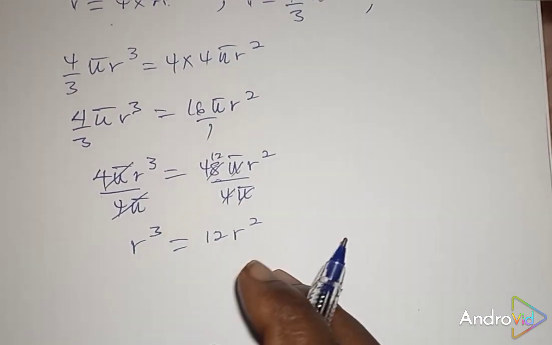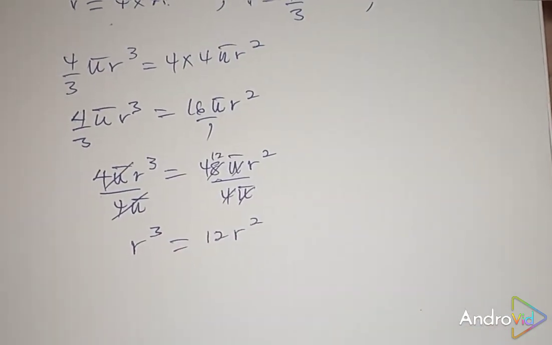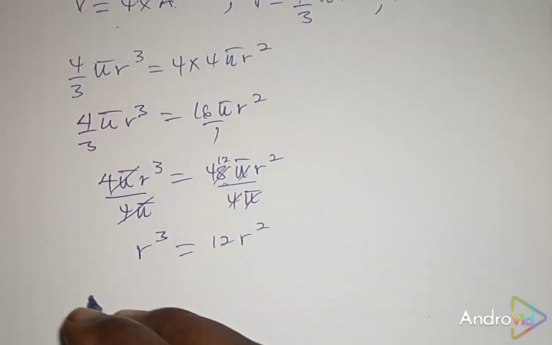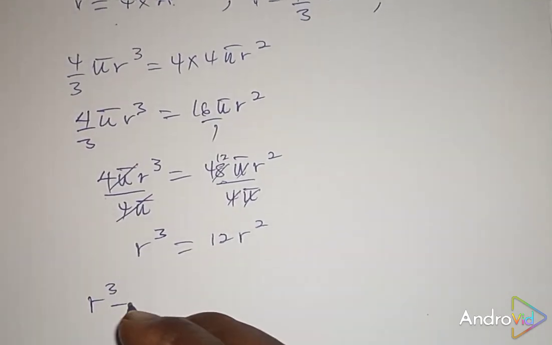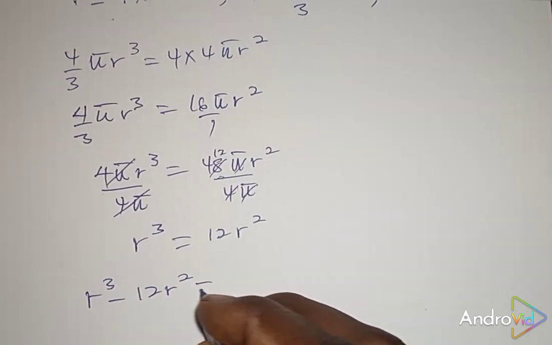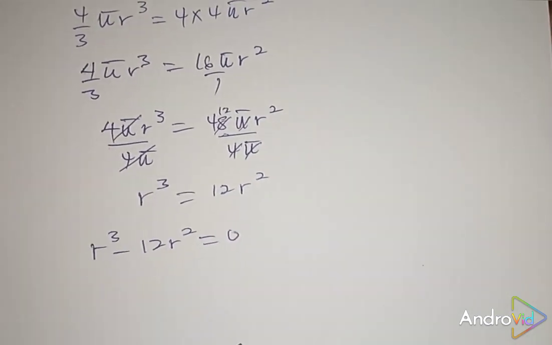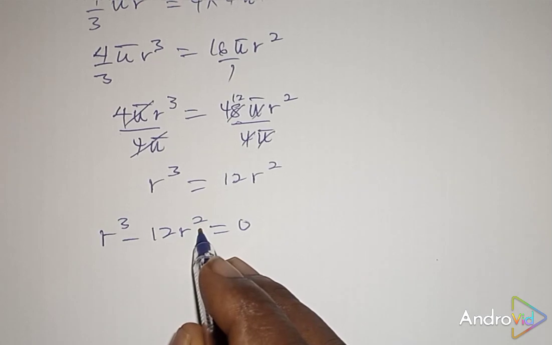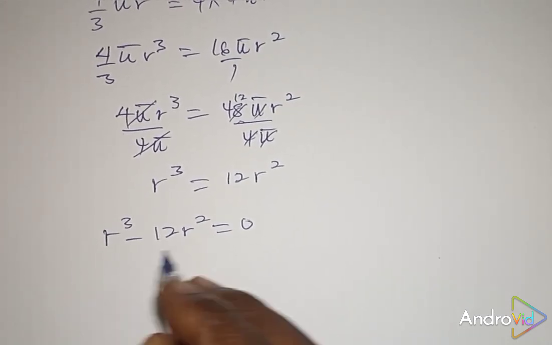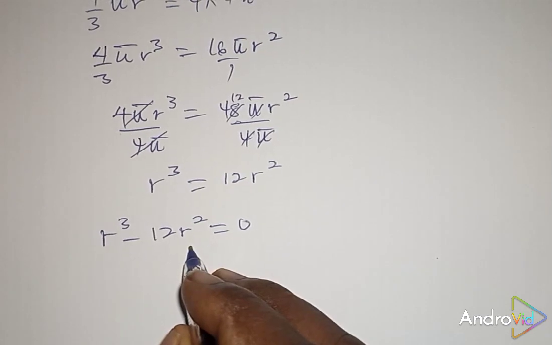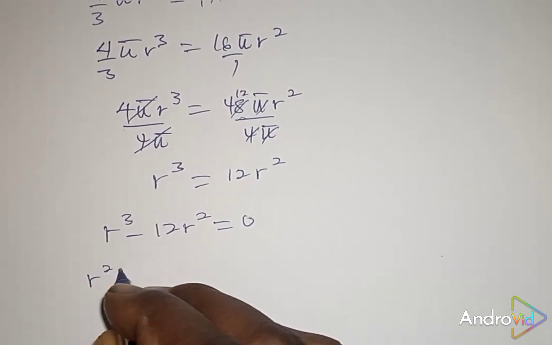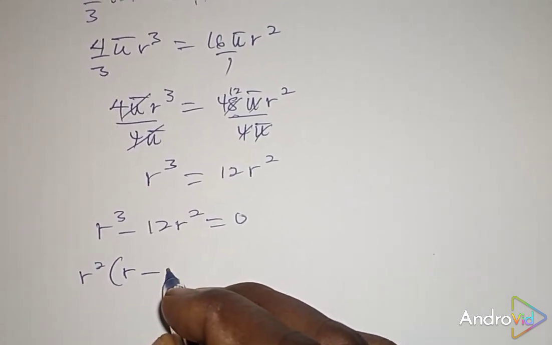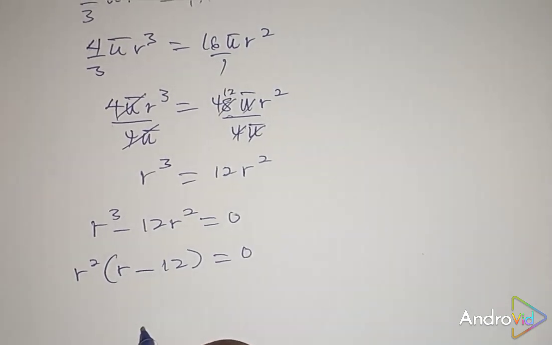Very good. So to solve this, what do we do? We have to send all the terms to one side. So I'm going to move the term on my right to the left. If I do that, I'm going to get r cubed minus 12r squared equal to 0. Okay, we are not done. We are almost finishing. So I have r cubed, I have r squared. So I can factor out the highest common factor between the two, which is what? r squared. So I factor out r squared. Then what will be left here? Only r minus 12 is equal to 0.